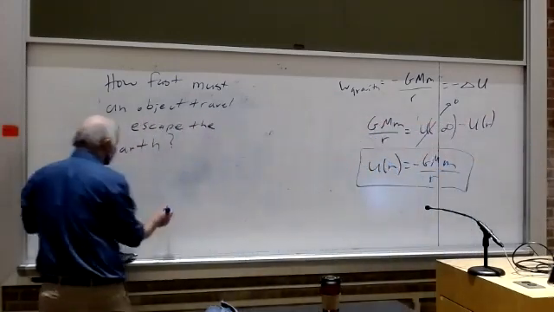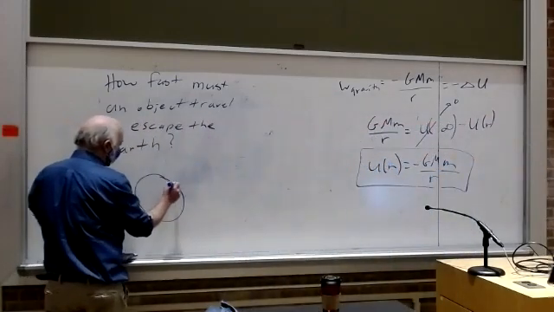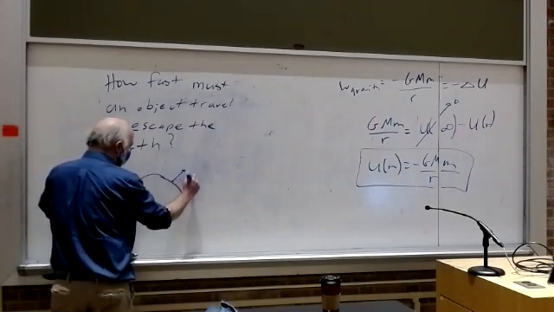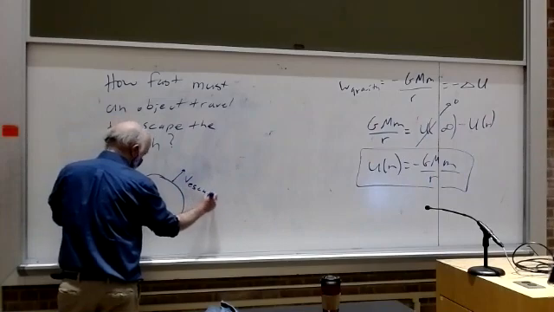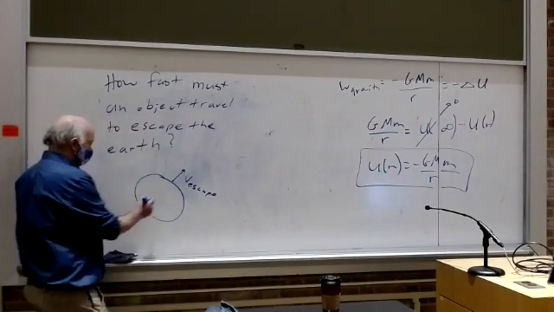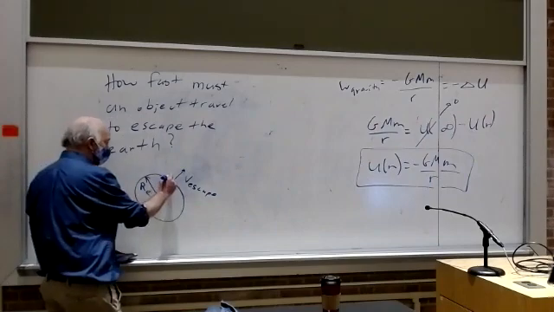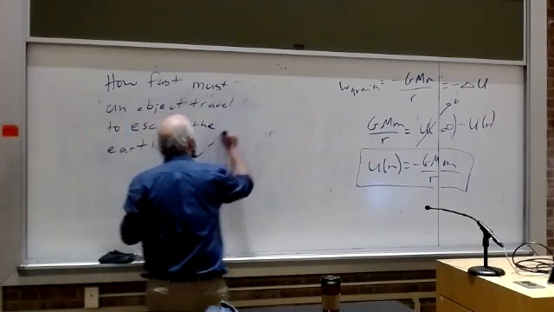So here's our little object here. This is the Earth. This is going to have some velocity, and call this v escape. So this is on the surface of the Earth. This is m. And I want that thing to travel and escape.